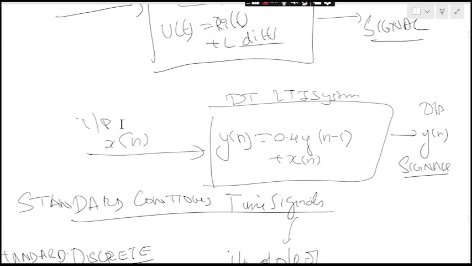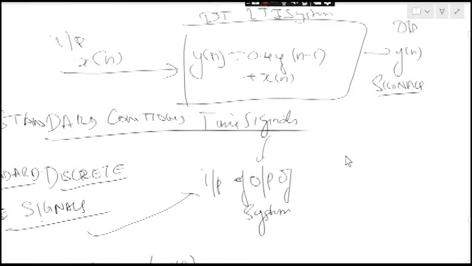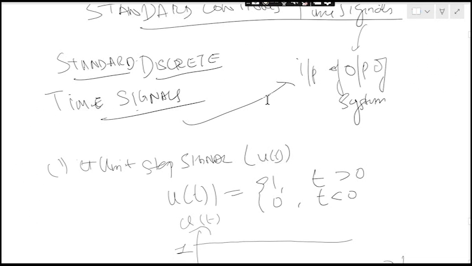This is the input. So this is the input. We are giving x of n as the input, and y of n equal to 0.4 y of n minus 1 plus x of n, and we are getting the output as y of n. So standard continuous time signal, standard discrete time signal, the input and output of the system.